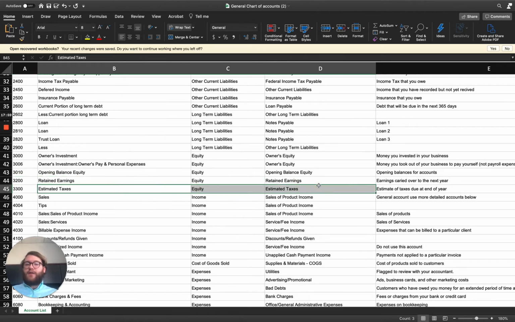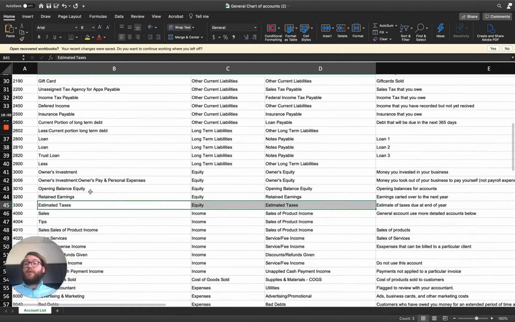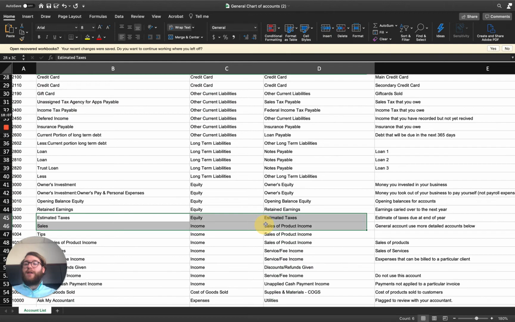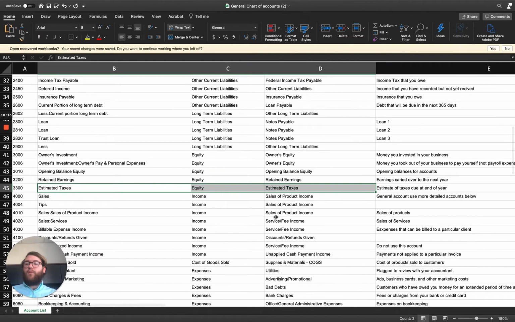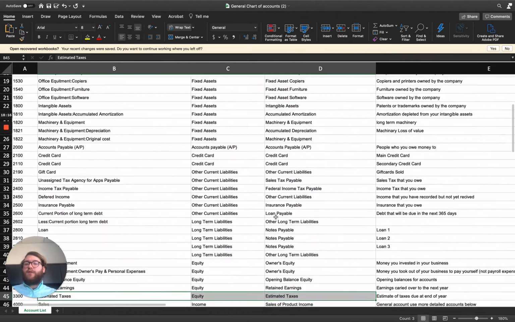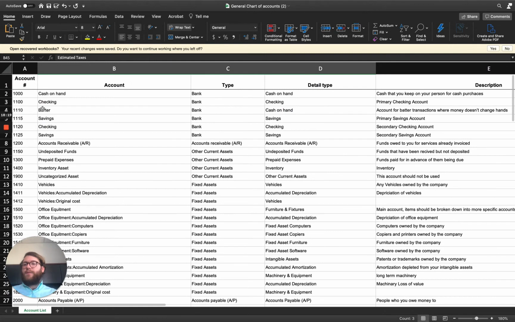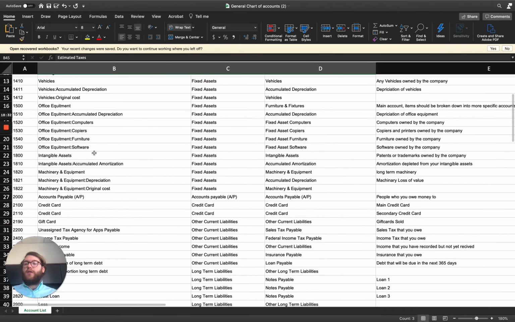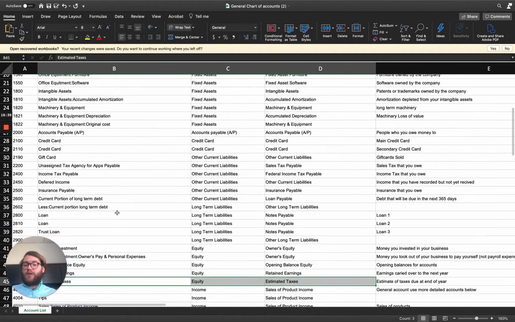Estimated taxes is another equity account. Some people, instead of having income tax payable, because we don't know that it will be payable, will put in estimated taxes as an equity account. Again, this depends on the company and what we're doing here. So that's going through basically all of your balance sheet accounts. This is highly, highly customizable due to the fact that everyone has different bank accounts, different number of bank accounts, different vehicles, equipment, computers, loans, credit cards. So almost all of these accounts will need to be customized specifically to you and your company.